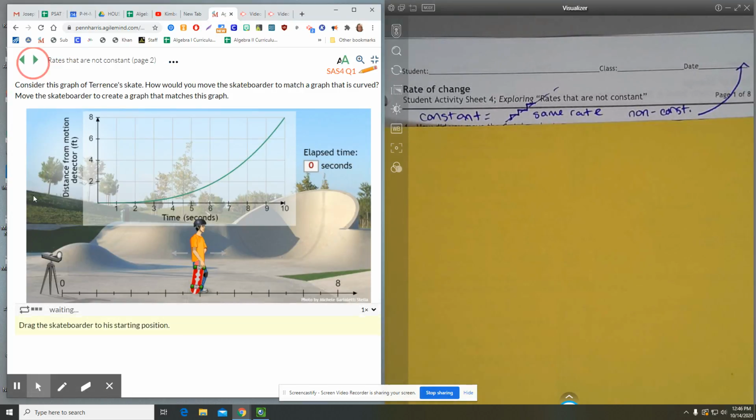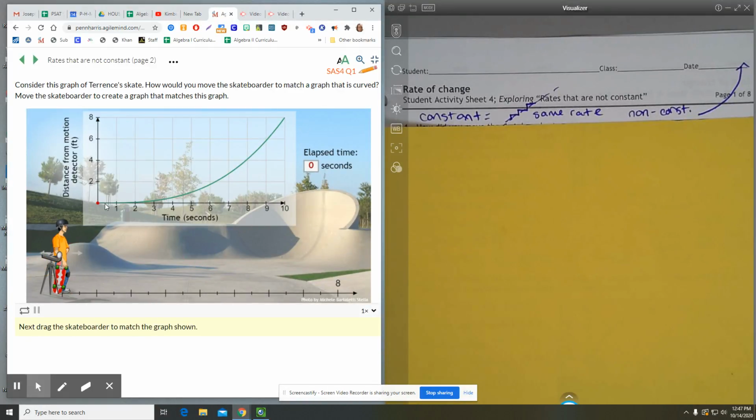We have this graph here. I want you to look at this curve. Let's think about how we're going to get Terrence to go over there. So I'm going to do a couple of things. Terrence is starting over here at 0, so we got him right next to the motion detector. If I just go quickly, that's not getting me there. Okay, so let me reset it and bring Terrence back.